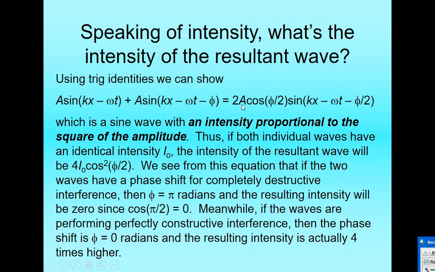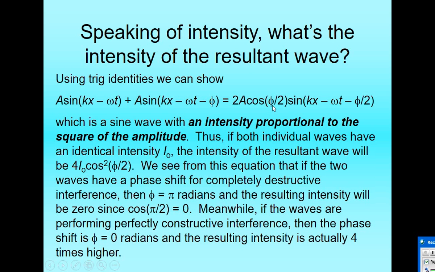Then we see this term in front of it, 2a cosine phi over 2. This is independent of location and time. So this combination is basically the amplitude of the combined wave. So we see the amplitude of the combined wave does depend upon the phase shift between them.